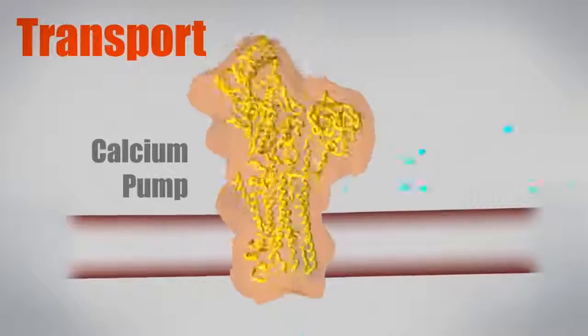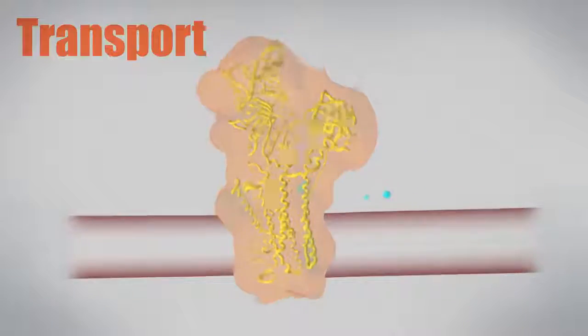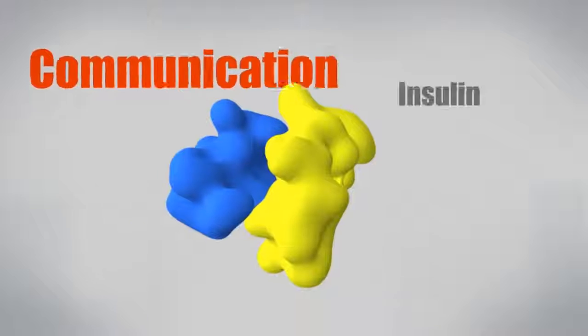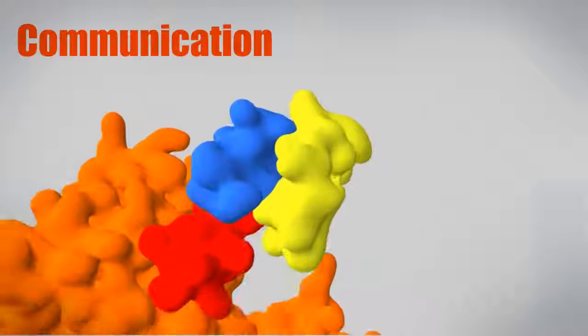The calcium pump moves ions across cell membranes, allowing the synchronized contraction of muscle cells. The hormone insulin is a small, stable protein that can easily maintain its shape while traveling through the blood to regulate blood sugar levels.